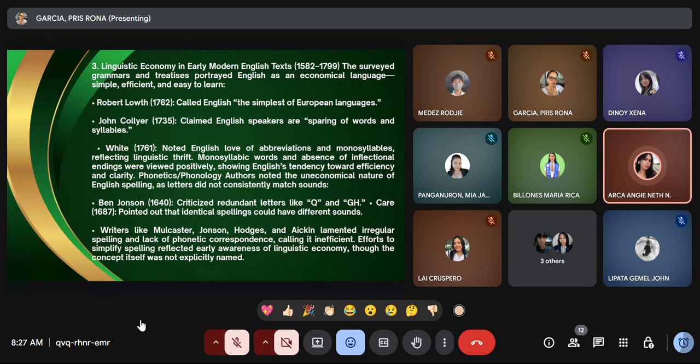The use of short words and the lack of inflectional endings like -ed or -ing in some cases made it easier to communicate. So, in general, English was viewed as a language that values simplicity and clarity, doing more with less effort. However, not everything about English during that time was considered economical.